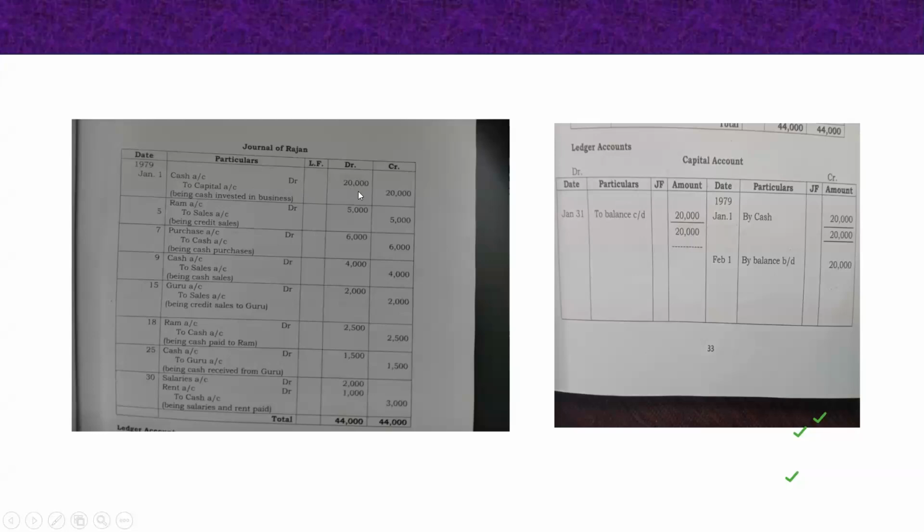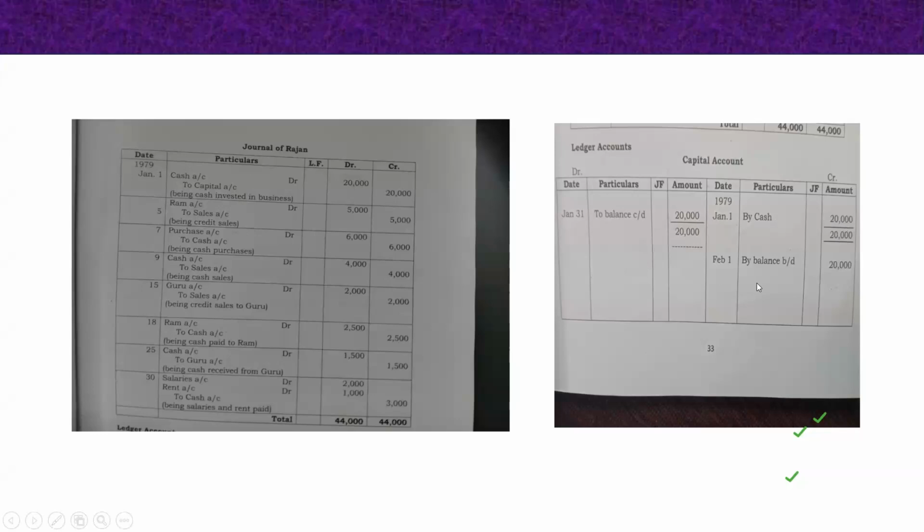After the capital is invested, nothing has happened between 1st of January and 5th of January, that is till 4th of January. So the capital invested in the business has remained the same. Nothing has gone out or come in. So we are taking the balance account debtor 20,000. It is done by cash, so capital is invested by means of cash. So we have given here cash account creditor 20,000.